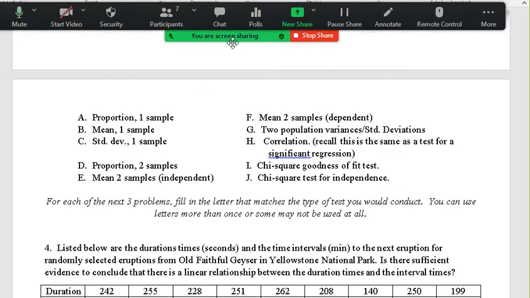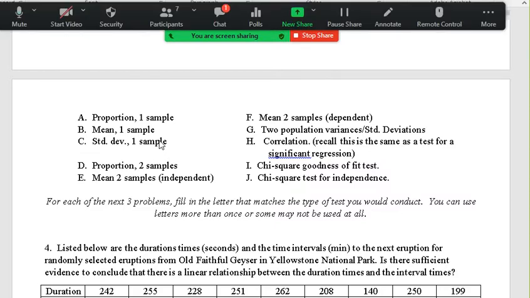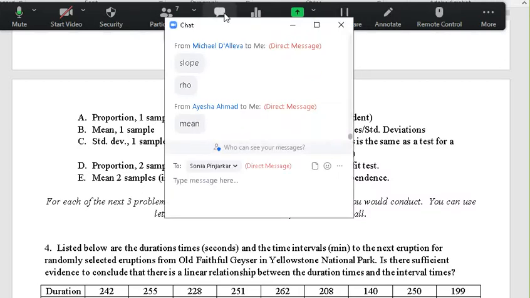Or somebody here. What can I eliminate? Yeah, it certainly is nothing about standard deviation here. All right, so we can eliminate that. So now instead of a 1 out of 10 chance, we've got a 1 out of 8 chance. Let's keep going. What else can we eliminate?